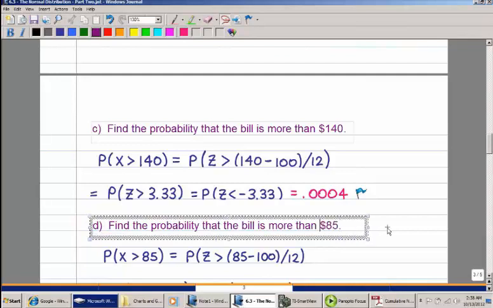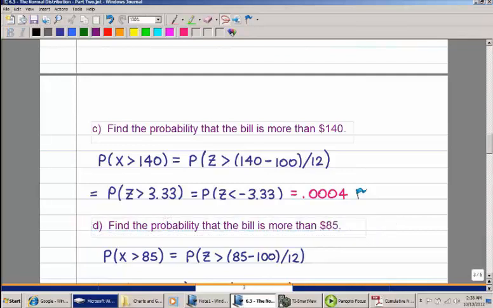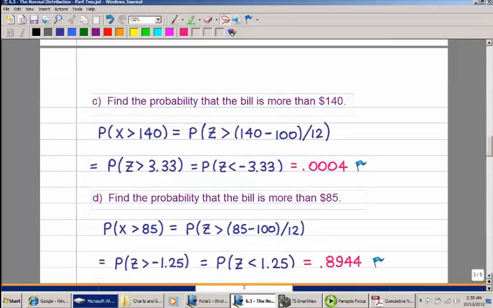And one more here. Let me stretch that out. So find the probability that the bill is more than $85. All right, greater than. So we take 85 minus 100 divided by 12. This is our first one. I did this on purpose so we would have greater than a negative. The other greater thans have been greater than a positive. This one's greater than a negative.